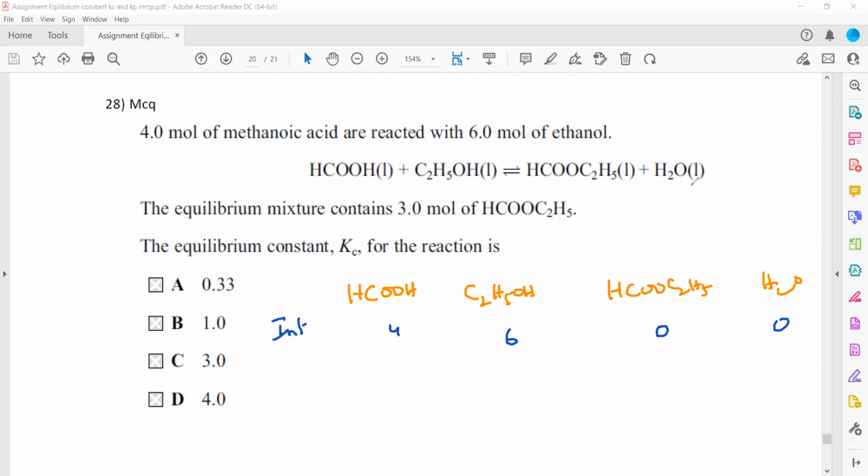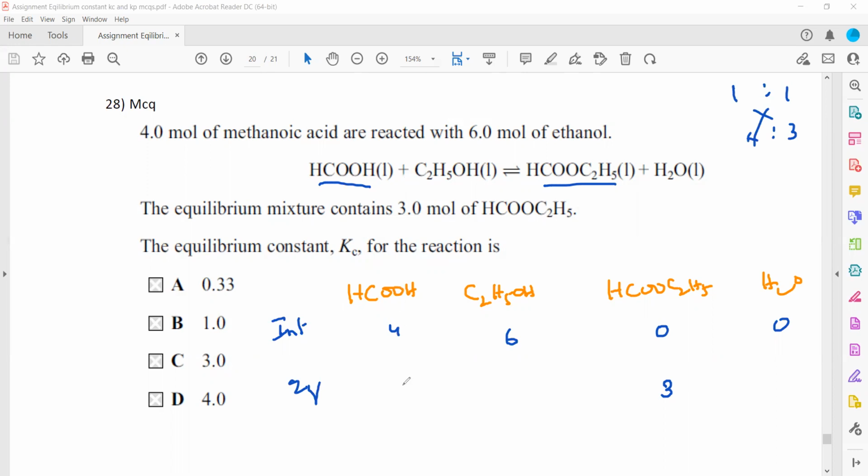But at equilibrium, we got 3 moles of ethyl methanoate, which is an ester. So we got 3 moles of this. Now, what is the value for Kc? Kc is the product divided by reactant, but we should know the equilibrium concentration. According to the equation, the ratio between methanoic acid and ethyl methanoate is 1:1. So if 3 moles are produced, 3 moles should have reacted.